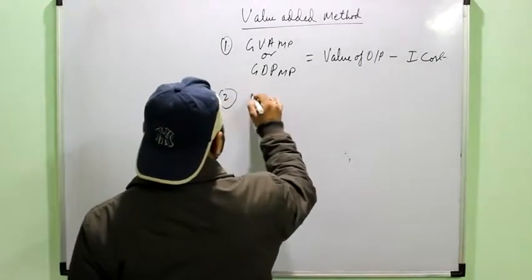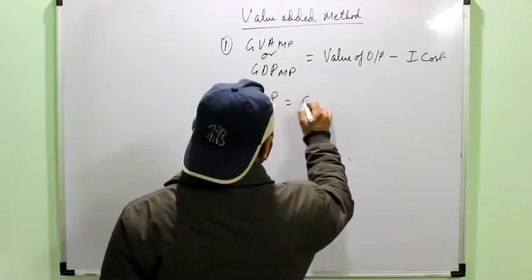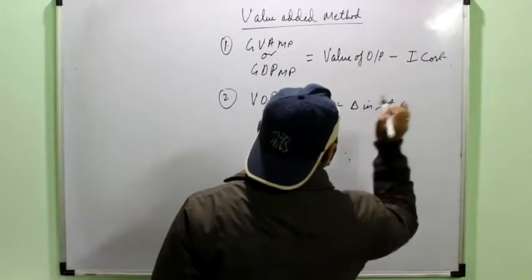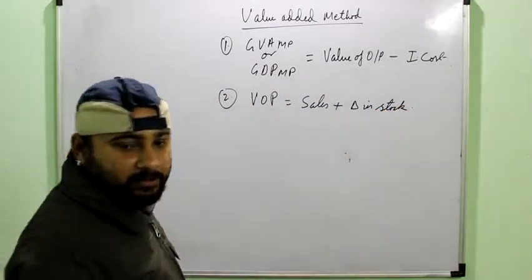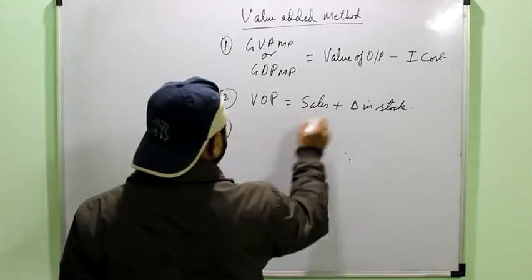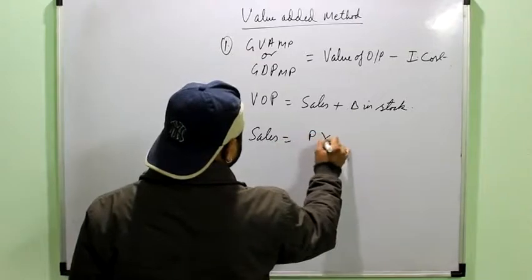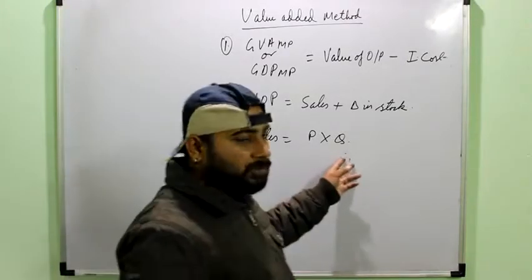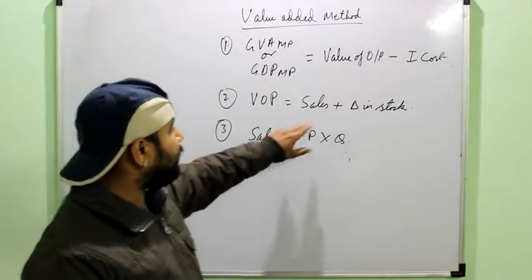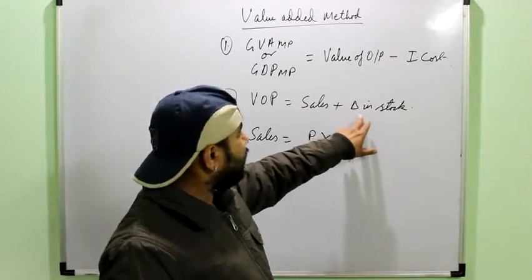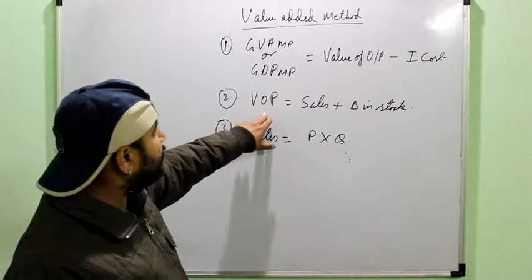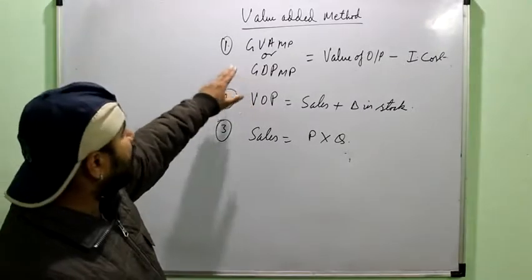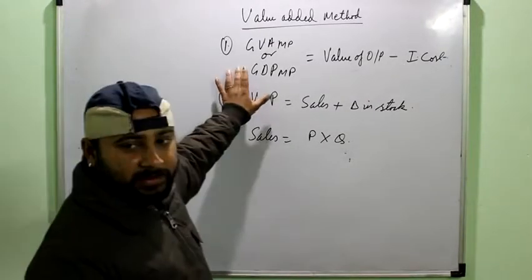Then second, if the value of output is not given to you, then value of output is equal to sales plus change in stock, and change in stock is equal to closing stock minus opening stock. Then if sales is not given to you, then sales is equal to price into quantity. Suppose the marker is being sold for 20 rupees and you sell 10 units of the marker, so sales is 200. Sales plus the change in stock of the economy will give you value of output, and value of output minus intermediate cost will give you GVA MP or GDP MP. Then you can convert it into national income or whatever aggregate has been asked for.